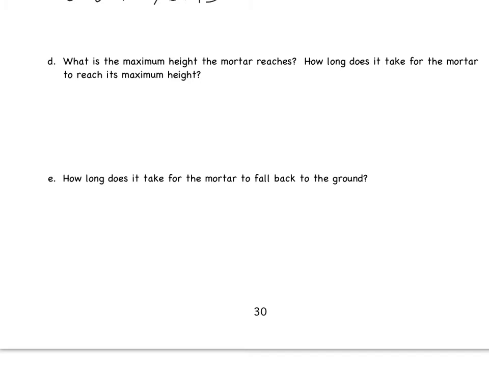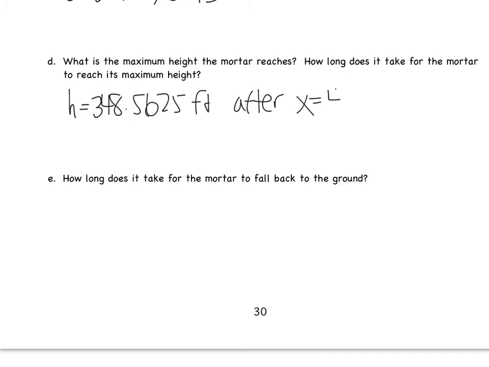For part D, you should have gotten the maximum height to be 348.5625 feet. So that's the y value of the vertex, after your x value is 4.688 seconds. And then for part E, you should have gotten that the mortar falls back to the ground after 9.355 seconds.